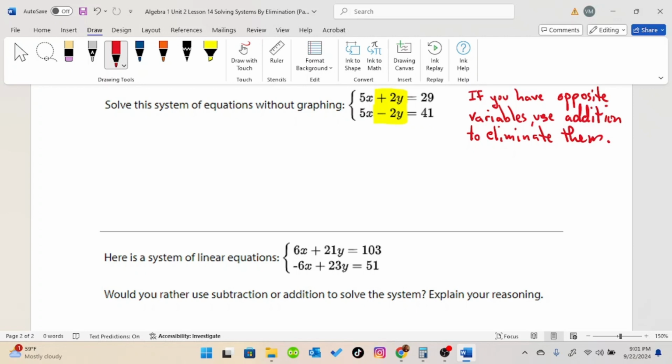So here we're going to have 5x plus 5x equals 10x. 2y minus 2y equals 0. And 29 plus 41 equals 70. Now that we have 10x equals 70, we can divide both sides by 10 to eliminate it from the left, and we know that x equals 7.